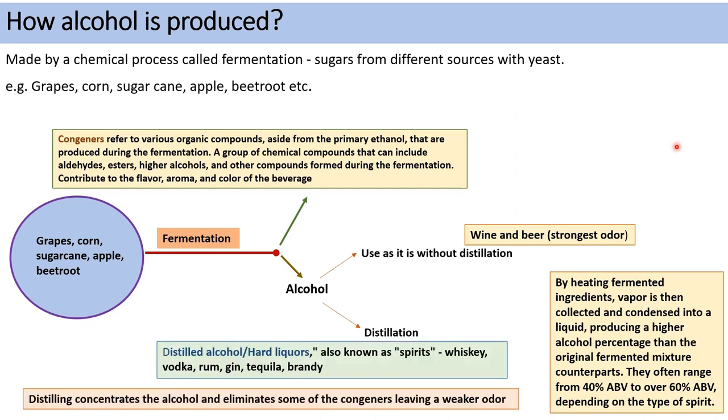So now you can understand with the distillation, it concentrates the alcohol and eliminates some of the congeners, leaving a weaker odor as well. For this kind of alcohol where distillation is applied, termed hard liquor or distilled alcohol, spirits. Certain examples are whiskey, vodka, rum, gin, tequila, and brandy.